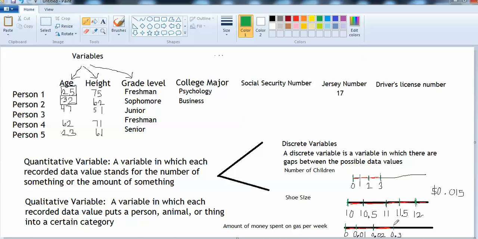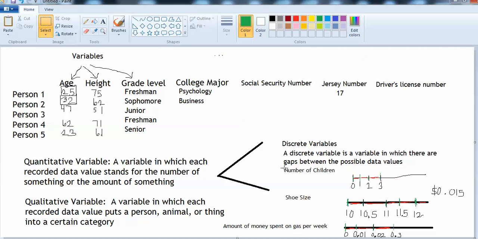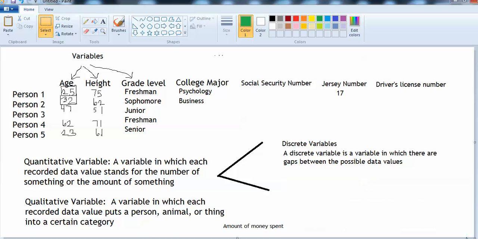The amount of money spent on anything, like the amount of money spent on food per week, would also work the same way. So these are discrete variables. What's the opposite of a discrete variable? The opposite is something that's continuous, where there's no gaps in the number line.